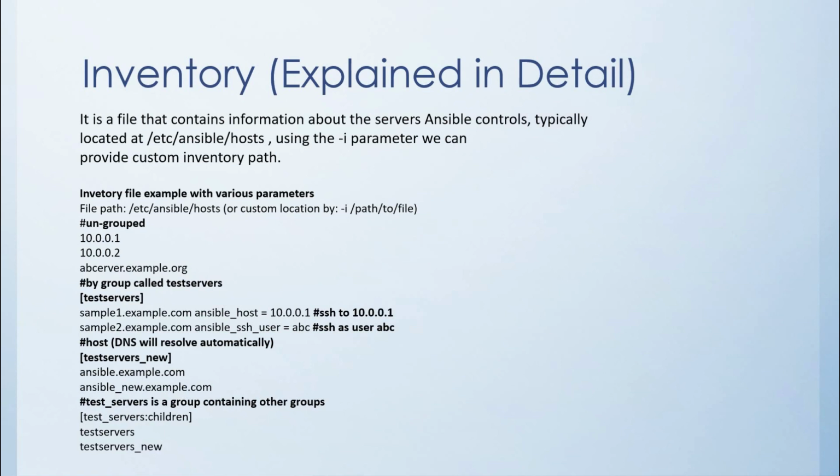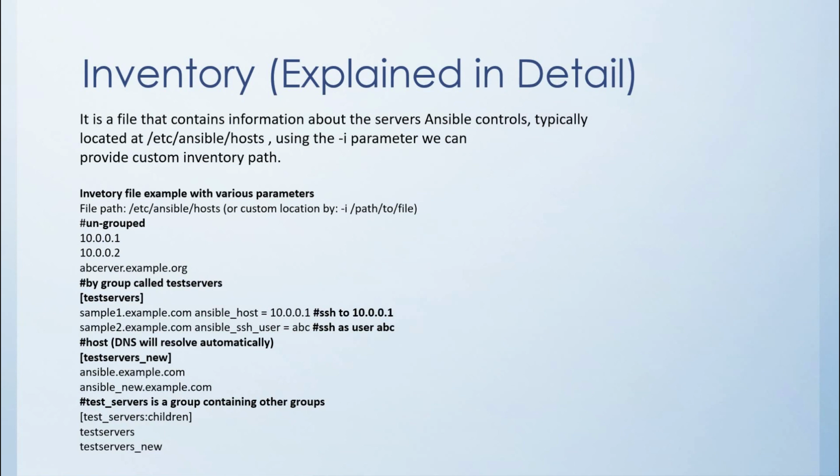What is inventory? It is a file that contains information about the servers Ansible controls, typically located at /etc/ansible. Using the -i parameter, we can provide a custom inventory path. This path, located at /etc/ansible/hosts, can be host1, host2, host3, up to hostN according to our requirement. This file name can change.